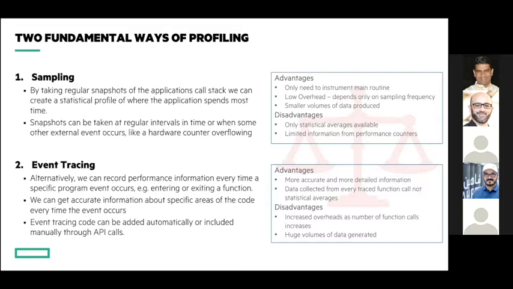On the other hand, you can do event tracing, where on every entry of a traced routine, you start a stopwatch, and whenever you exit, you stop the watch again, right? As you can imagine, this is much more intrusive. It creates more overhead, also more volumes of data to be analyzed afterwards. But the advantage is that you have very accurate data about your execution, okay?